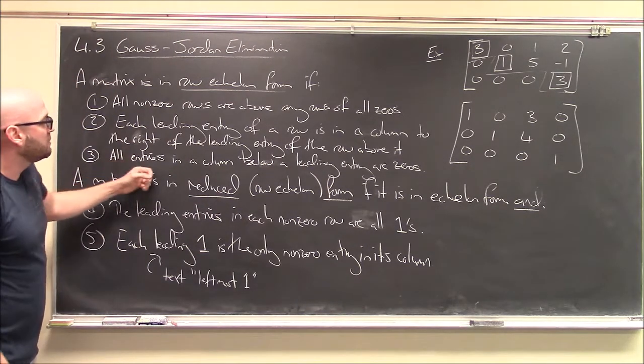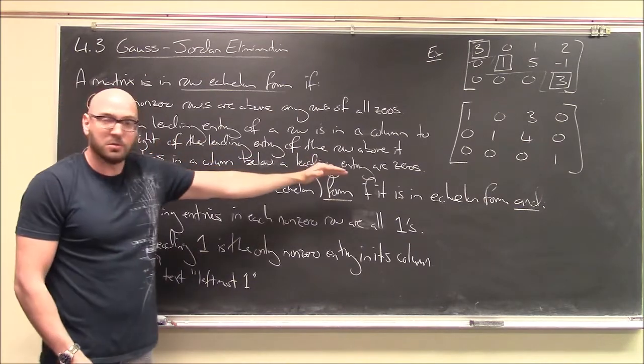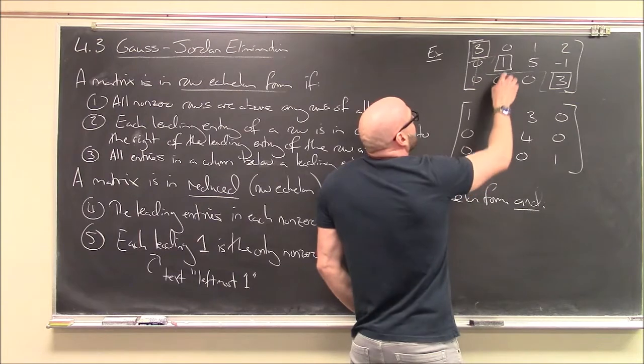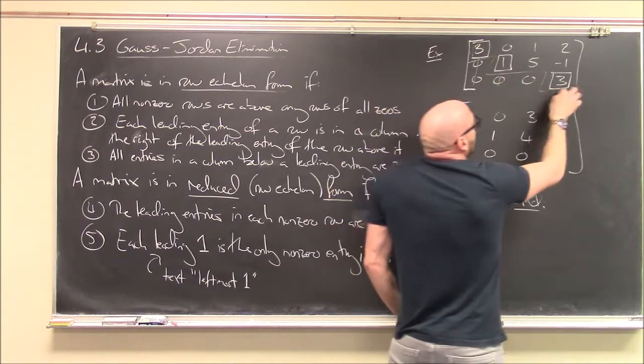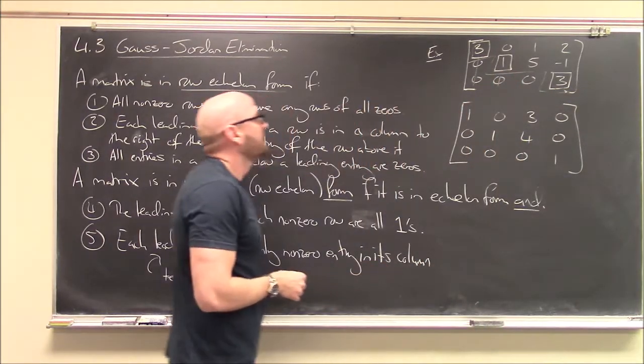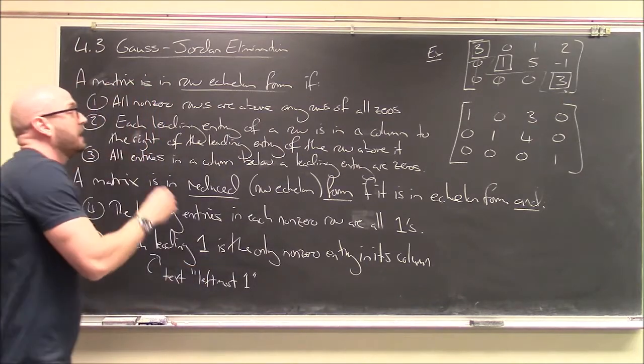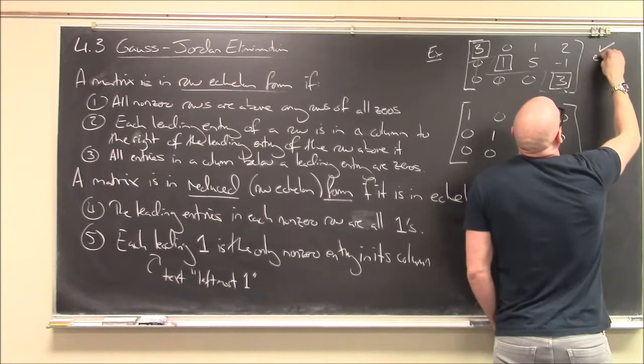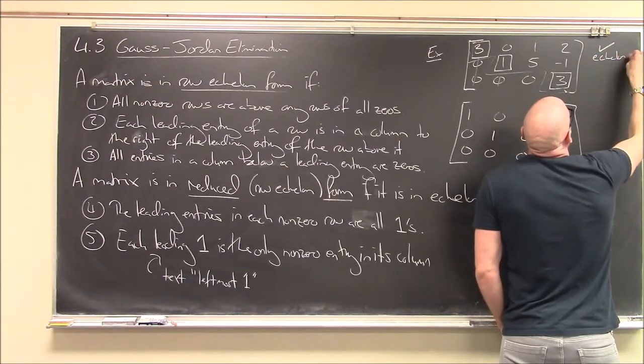And lastly, all entries in a column below a leading entry are zeros. So I look at this leading entry, those are all zeros. I look at this leading entry, those are all zeros. And there is nothing below our last leading entry. So all 3 of these things are satisfied. So this matrix is in echelon form.